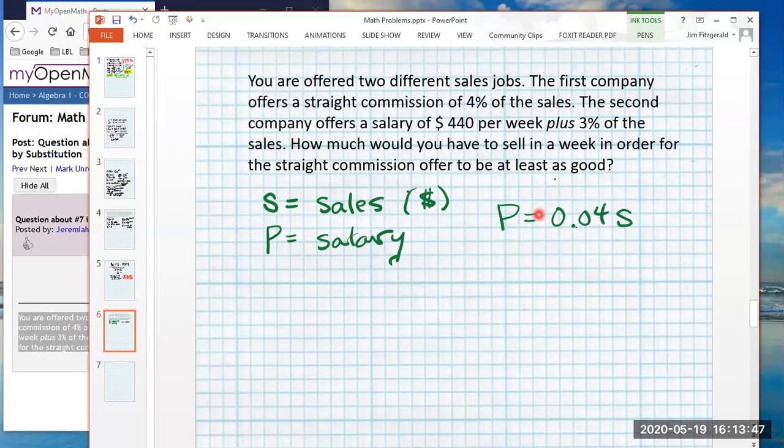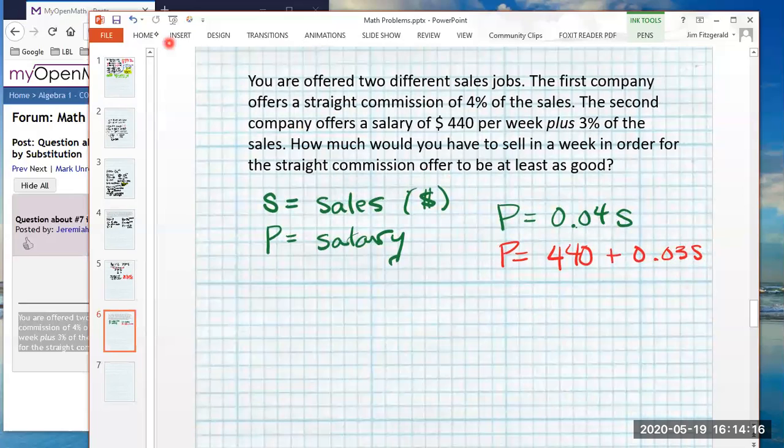The second company does things a little bit different. You get a smaller percent, but they also give you $440 up front. So for the second company, your pay is going to be, they're going to give you $440 just for doing nothing. And then on top of that, they're going to add 3% of the sales. So in this case, we're going to get 0.03 of the sales.